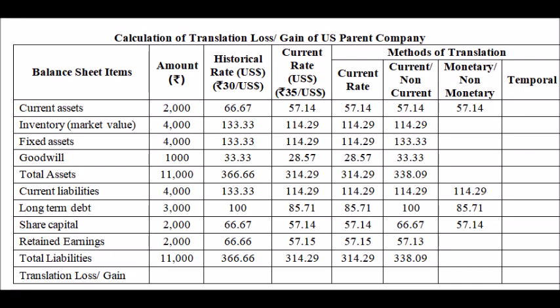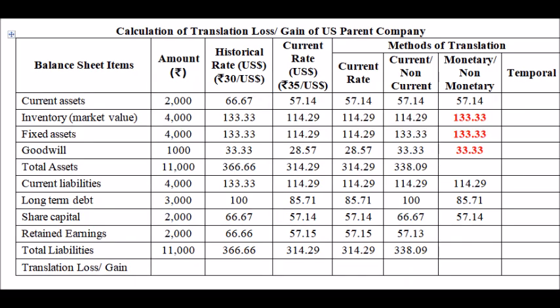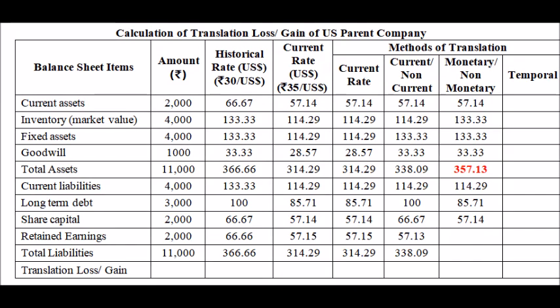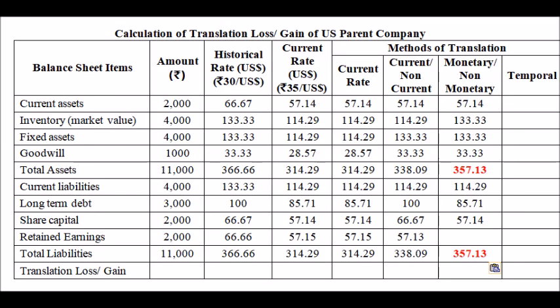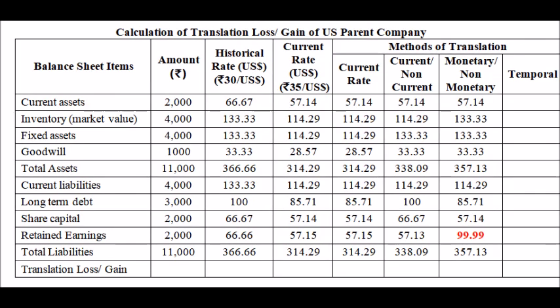In the balance sheet, the monetary items are current assets, current liabilities, long-term debt, and share capital. These items will be recorded at current rate. The second category, that is non-monetary items, are inventory, fixed assets, and goodwill. These items will be recorded at historical rate. Next, calculate the total assets, that is 357.13. Next, record the same figure of 357.13 under total liabilities. Calculate the balancing figure, that is retained earnings, which is 99.99.